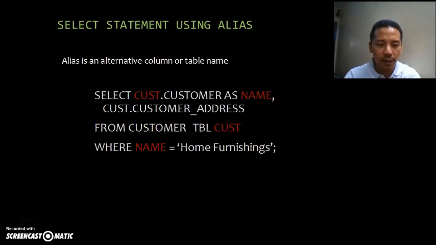Select statement using alias. Alias is an alternative column or table name. As you can see in the example below, all the words marked in red are the aliases. The customer table is given the alias name, while the customer table is given the alias cust.